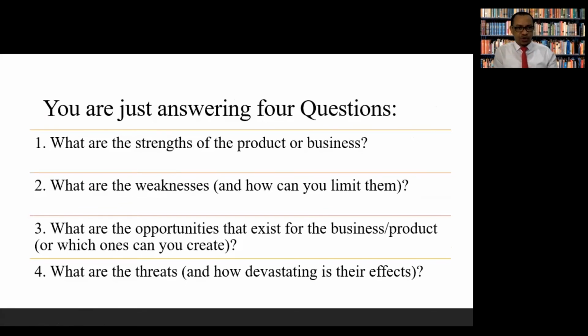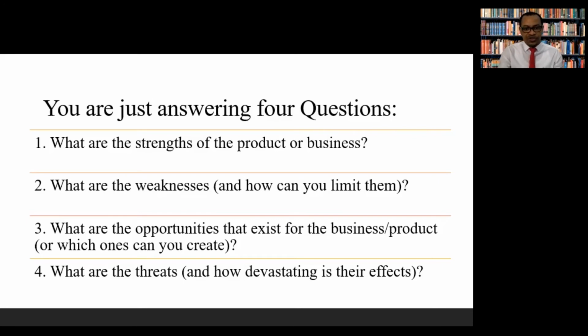Then looking into your SWOT analysis, the questions you are asking when you are doing your SWOT analysis are, what are the strengths of the product or the strengths of your business? Then you put down the answers. What are the weaknesses? What are the things that could limit your product from selling or your business from selling? You put down the answers.